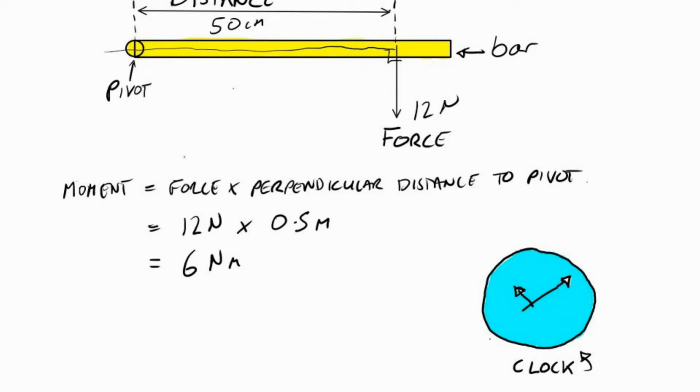Now, I've drawn a little clock in the bottom right hand side there. And that's just to illustrate that moments come in two types, and two flavours if you will. One is the type that tries to push objects round in the same direction as the clock hands are turning. And they're called clockwise moments. So a clockwise moment would try to spin things round in that direction. And an anti-clockwise moment would try to spin things round in the other direction against the clockwise moment. So an anti-clockwise moment. There we are. So they're the two different types.